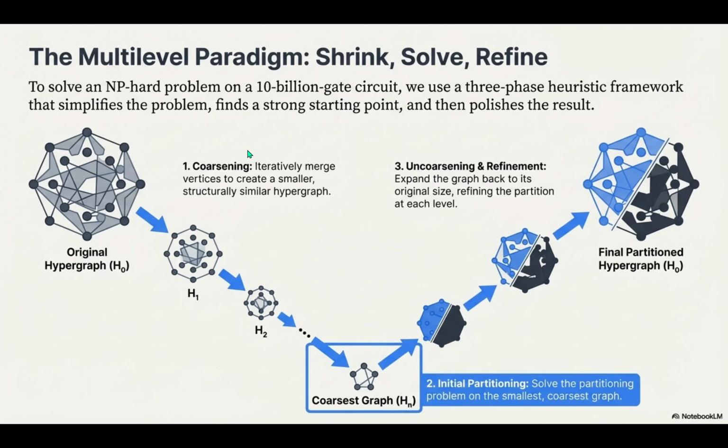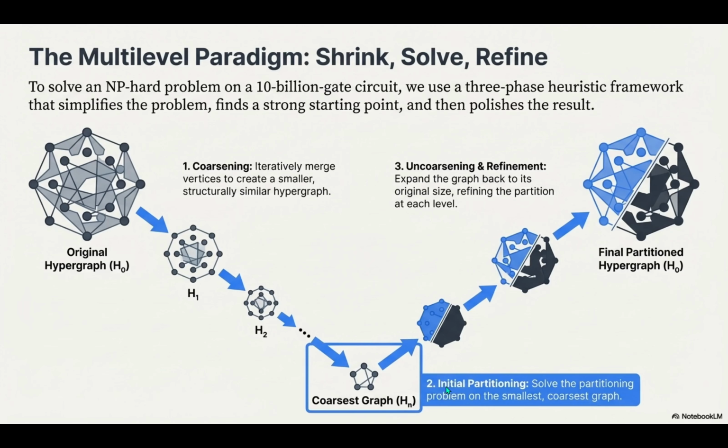Let's start with shrink, phase 1. That's coarsening. You can't work on the original problem, it's just too big. So you have to simplify it first. And you do that by iteratively merging groups of components. So you take a bunch of cells that are really tightly connected and just treat them as one big supercell. That's the idea. You do that over and over again, creating a sequence of smaller and smaller, more abstract hypergraphs. It's sort of like zooming out on a map, right? You go from individual houses to city blocks, then to whole neighborhoods. You're losing detail, but keeping the overall structure.